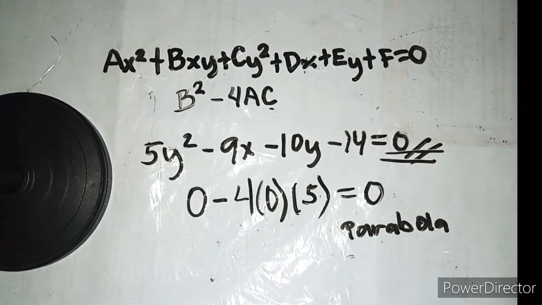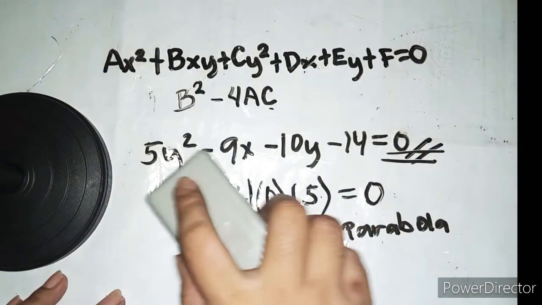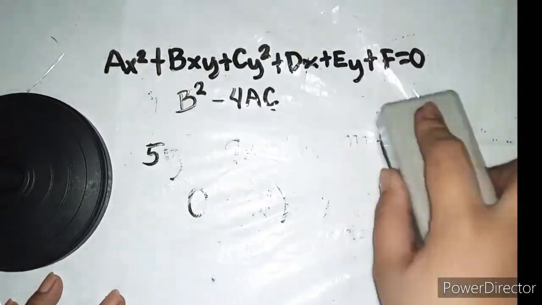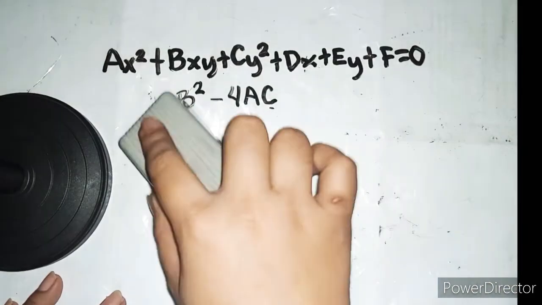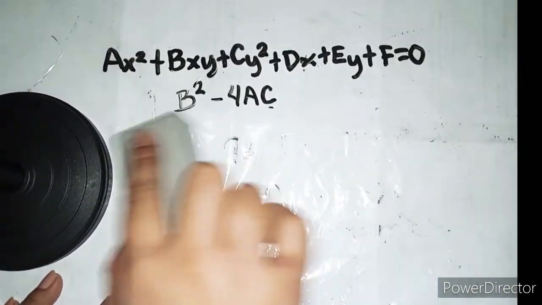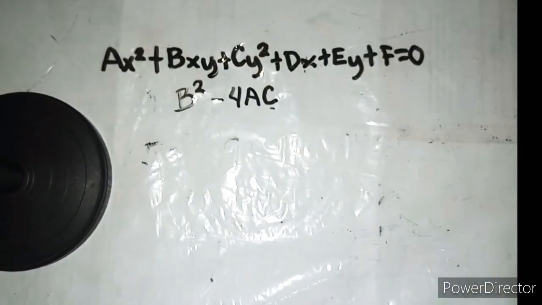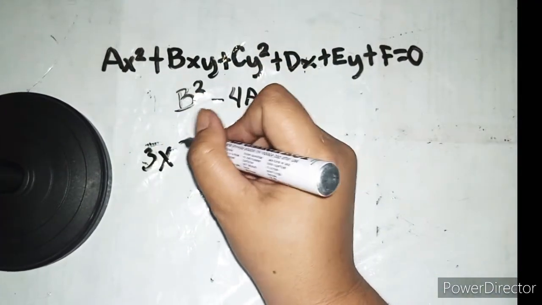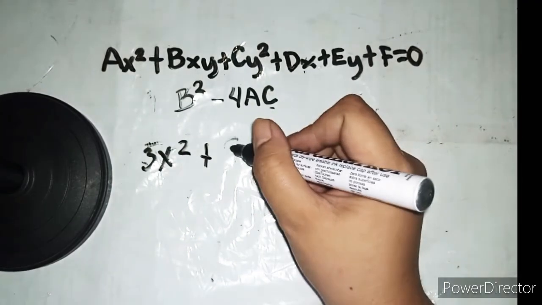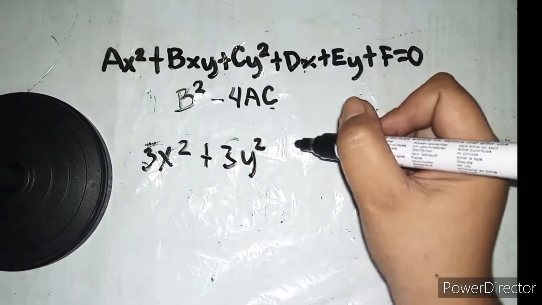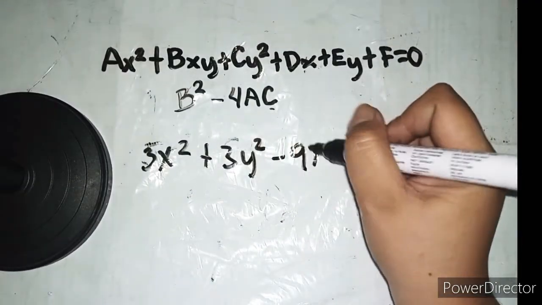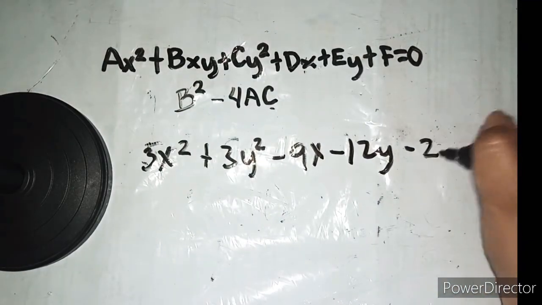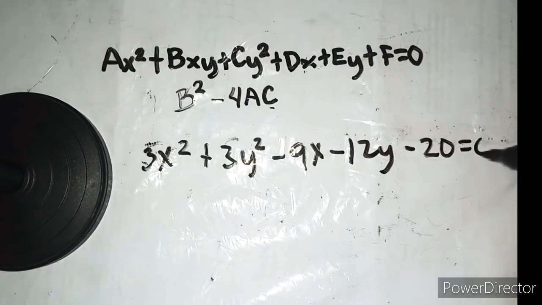So let's have another example. Let me erase this first. Now suppose we have an equation of 3x squared plus 3y squared minus 9x minus 12y minus 20 is equal to 0.